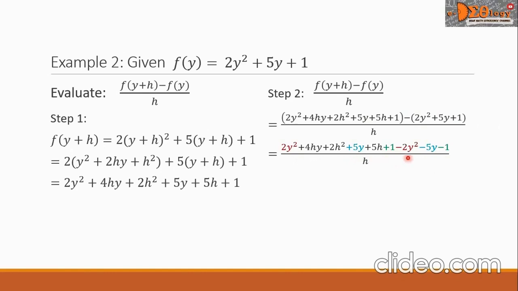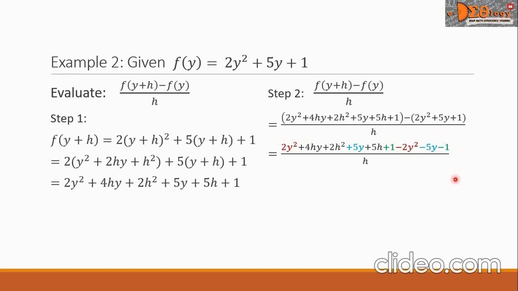And then let us see some terms that we can combine. I see here 2y squared, and there is negative 2y squared here. Also this positive 5y, and there is negative 5y here that can cancel each other. There is positive 1 while there is a negative 1 on the last part here. So they can cancel each other respectively.